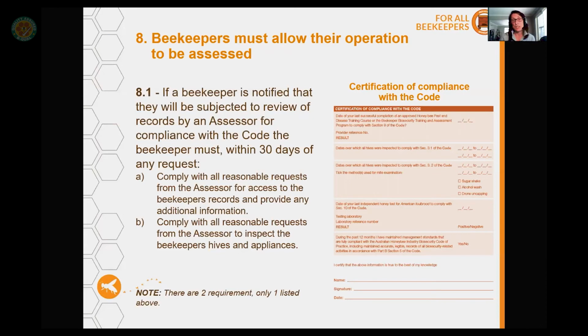An examination could include the beekeeper's records, or a site visit, or looking at appliances and equipment. These assessments also focus on beekeepers in charge of 50 or more hives, but the requirement to make records available really does apply to all beekeepers, small or big. Beekeepers may be inspected if a serious breach of the code is suspected.